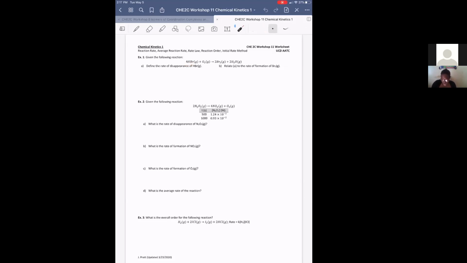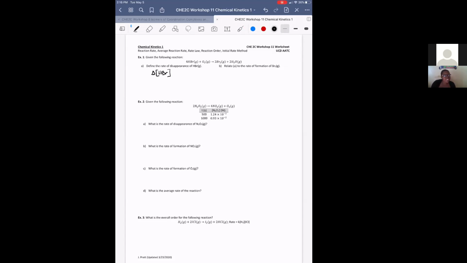So we have 4 equivalents of HBr reacting with O2 to give us 2 equivalents of Br2 and water. And we want to determine the rate of disappearance of HBr. We want to define it in terms of a formula, and then relate that rate to the formation of Br2 gas. So when we're looking at the rate of disappearance of a substance, we're going to use our delta sign. And the delta just means we have a change. Since we want the rate of disappearance of HBr, we'll look at delta for HBr.